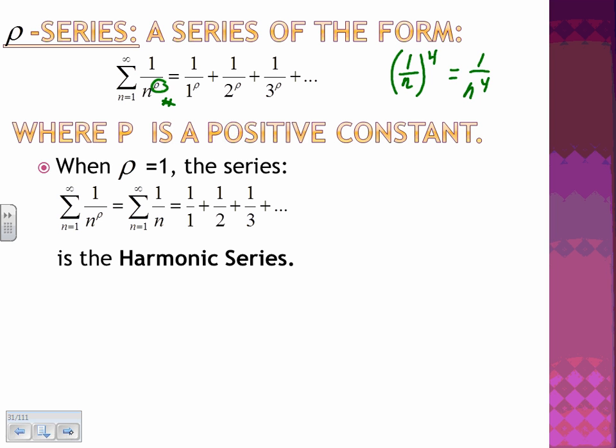When your p is just 1, this is a special case called the harmonic series. So the harmonic series is when you just have 1 over n. And a lot of times students ask, does the harmonic series diverge or converge? The harmonic series is always going to diverge. How can you remember? Think of a mnemonic device. You can think, harmonic series diverge.